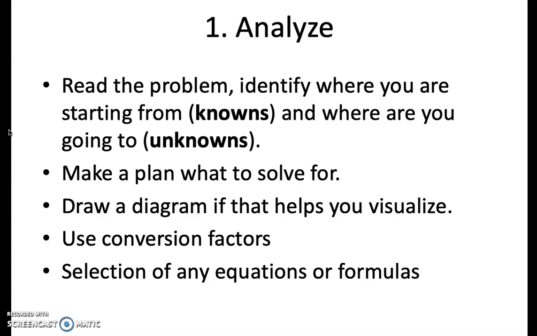Then you want to use conversion factors. We're going to learn down the road what conversion factors are. An example of a conversion factor would be 1 dozen equals 12 eggs. So 1 over 12, 12 over 1. Those are conversion factors. And lastly, determine which formulas you're going to be utilizing, because later on, we're going to be dealing with density and gas laws. So you want to make sure you have the correct formula to use. In this class, there aren't too many formulas compared to what there are in physics.